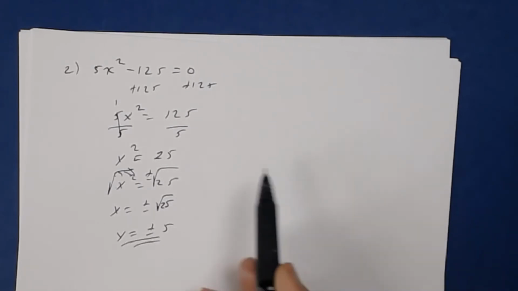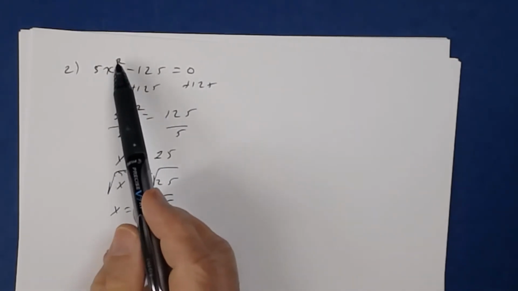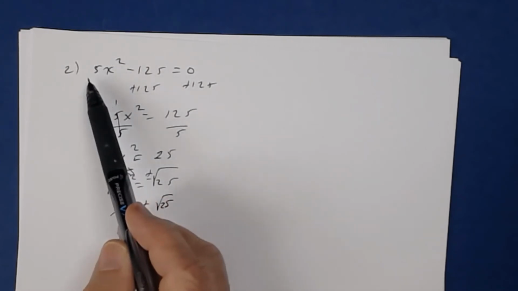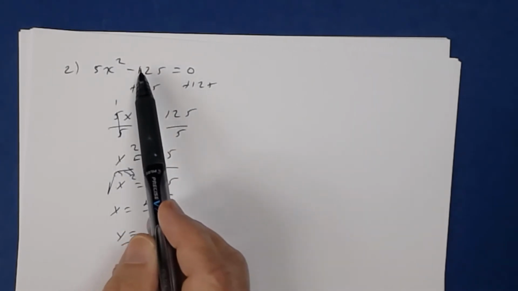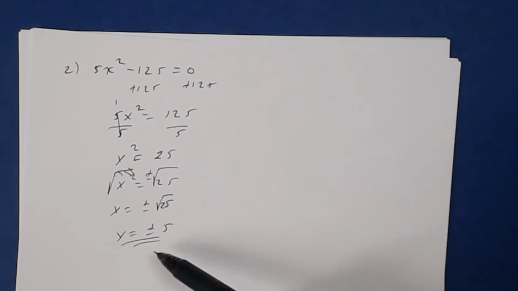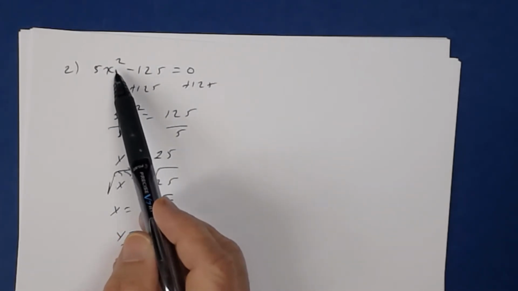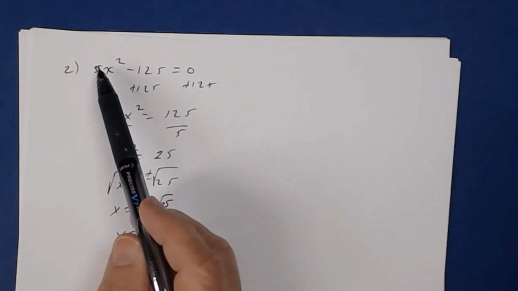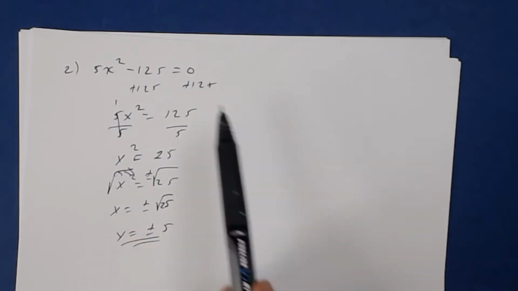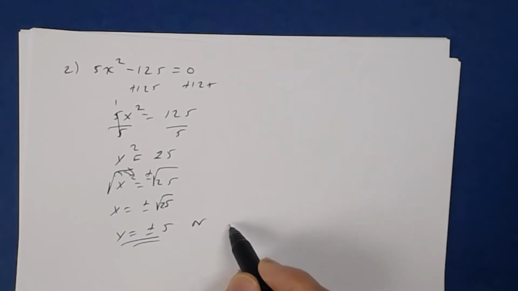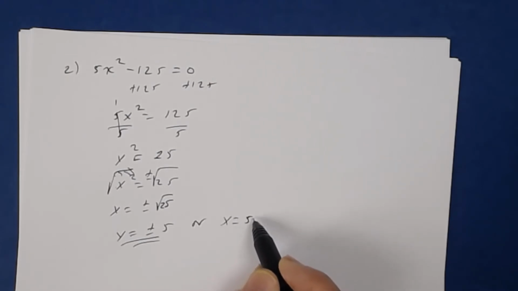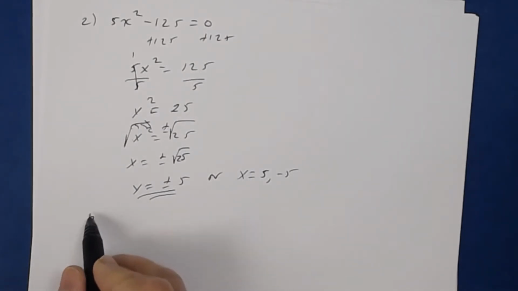And that's your solution. And let's just check 5. What's 5 squared? 25. What's 25 times 5? 125. 125 minus 125 is 0. If you do negative 5, what's negative 5 times itself? 25. 25 times 5 is 125. 125 minus 125 is 0. All right. Now, in MyMathLab, you will be asked to separate them using commas, so it'll be like that. All right, number 3.